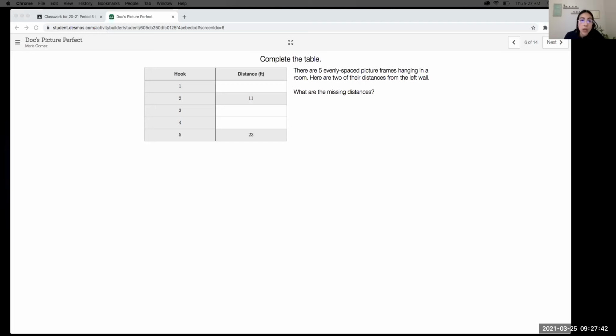Okay, think about our equal spacing. How did they get from 11 here to another number that brought us to 23 at the end there? Oh, let's see. Yeah, yeah. Good job. I like that.